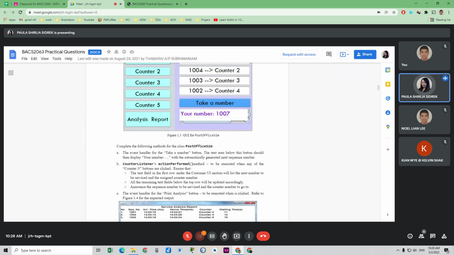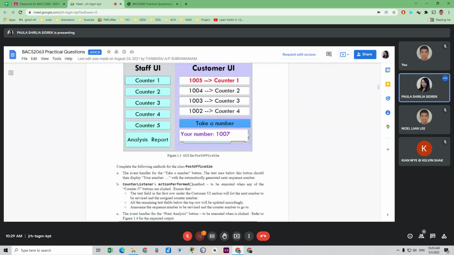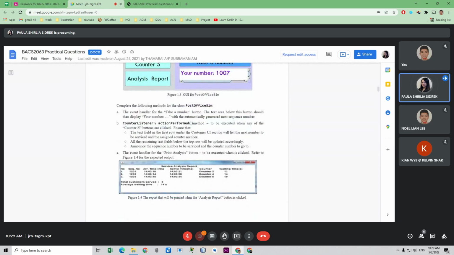Yes. Okay, next one. Next one is very easy. I think you should be able to do this. This is the event handler for the print analysis button, to be executed when it's clicked. Your figure 1.4 refers to the expected output of what should be printed. So this one is your printer, this is your printed analysis report.